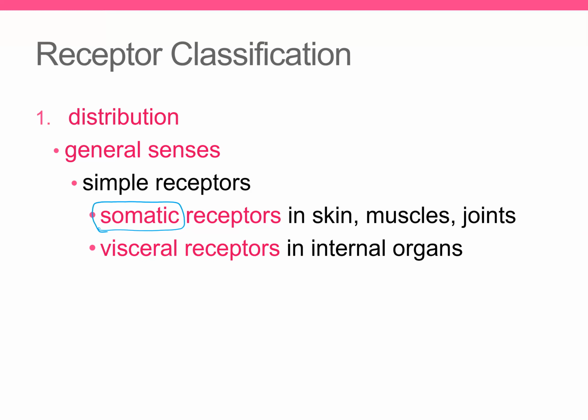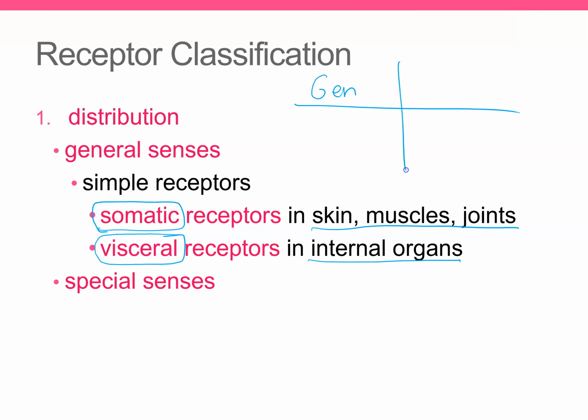And then you have visceral receptors, and you should have learned this term in 210 as well. Visceral always refers to your internal organs. So these are always going to be referring to either the skin, muscles, and joints or your internal organs. So that's two ways to classify your general senses. You also have your special senses. So this is the opposite of general senses. So you could make a chart, and you can say general and special and list your little examples underneath each.